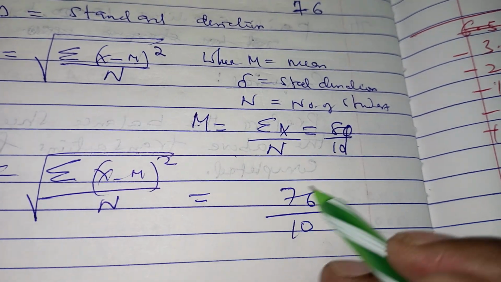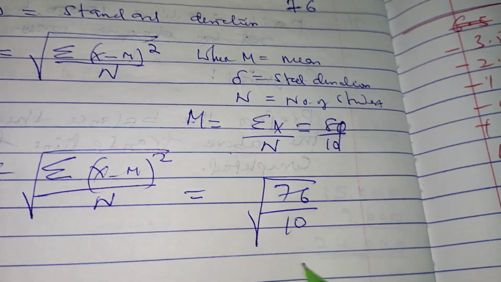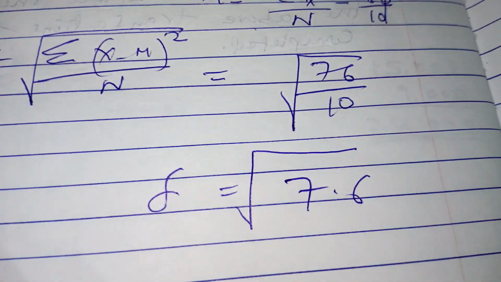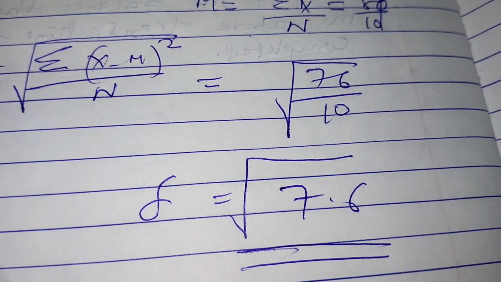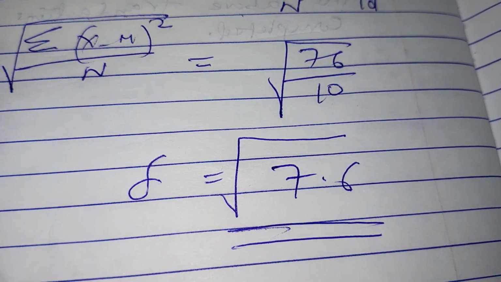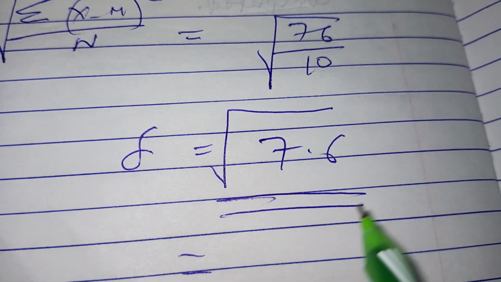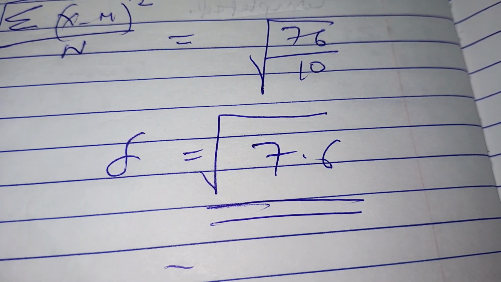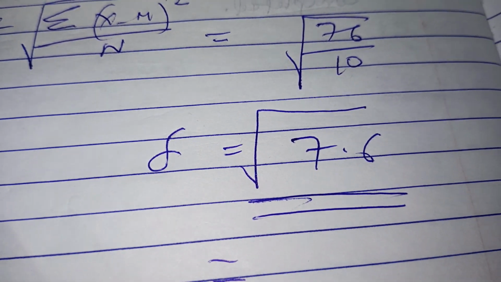We divide by 10, and that becomes the square root of 7.6, and that is the standard deviation. That's how we get our standard deviation. You can punch the calculator and get the square root of 7.6 as a decimal, and that is how we get our standard deviation.